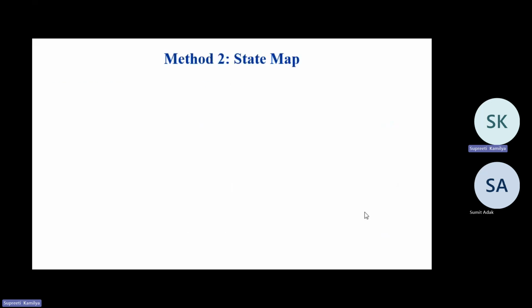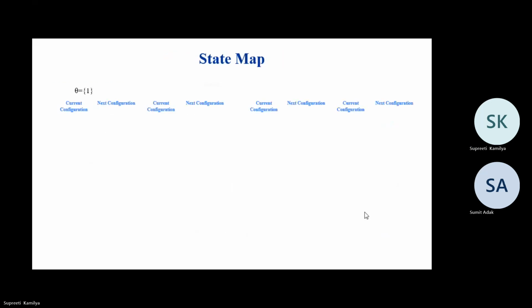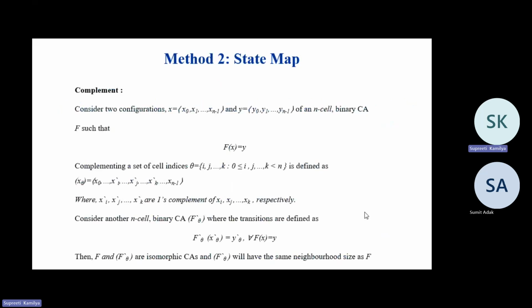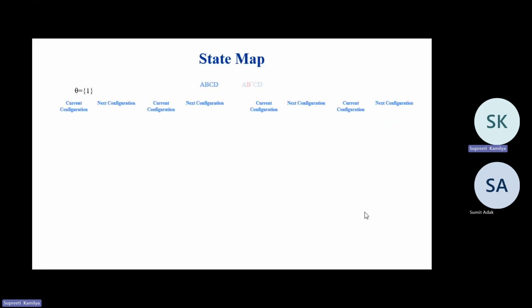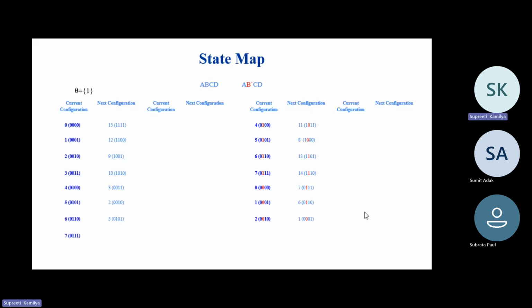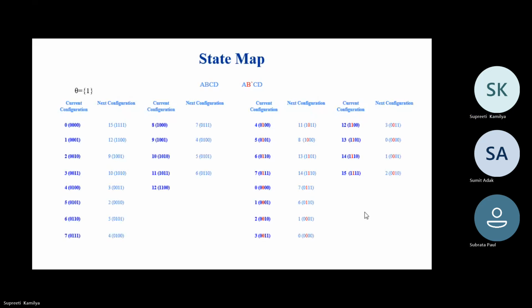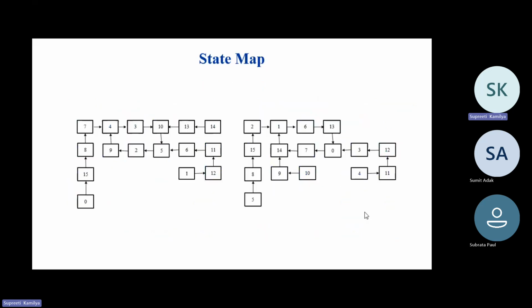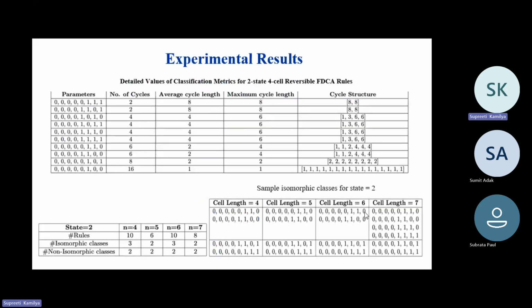Now we'll move to the second method, the state map method. In this state map method, we are again considering two configurations. In this, we are just changing a bit, like the second bit. We are just taking the complement of this B. So in this configuration we are just changing here, and again we will get the same configuration transition diagram.